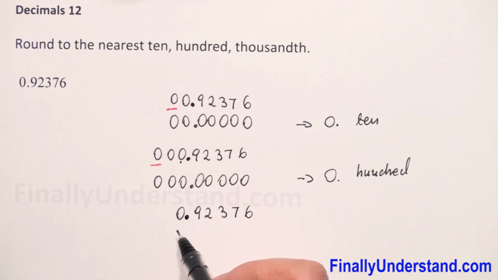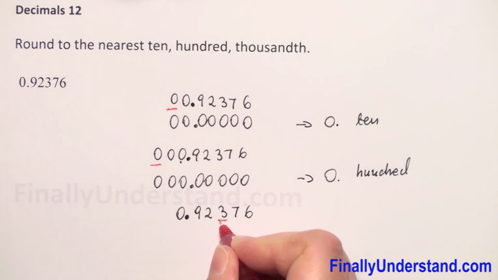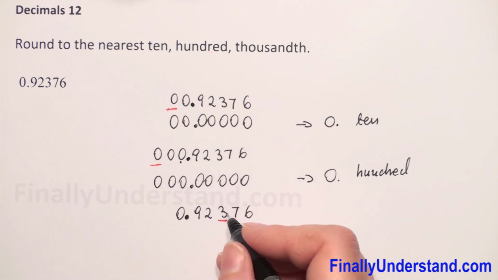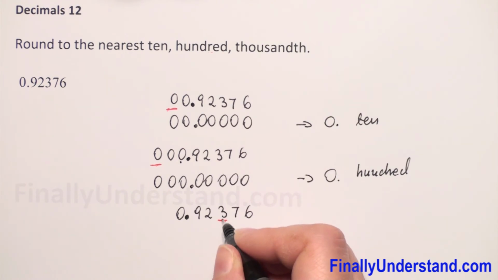We need to find the thousandth. When we move to the right from the decimal point, each position is 10 times smaller. So we have tenth, hundredth, thousandth, we have 3, thousandth. Next step, we have to check the digit which we have after our underlined digit, which is 7. When we have 5 or more, in this case 7, what do we have to do? We have to add 1 to our underlined digit.